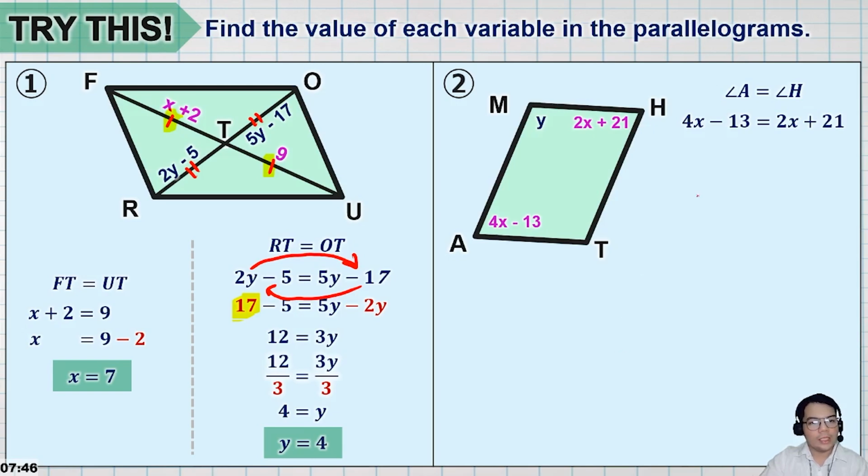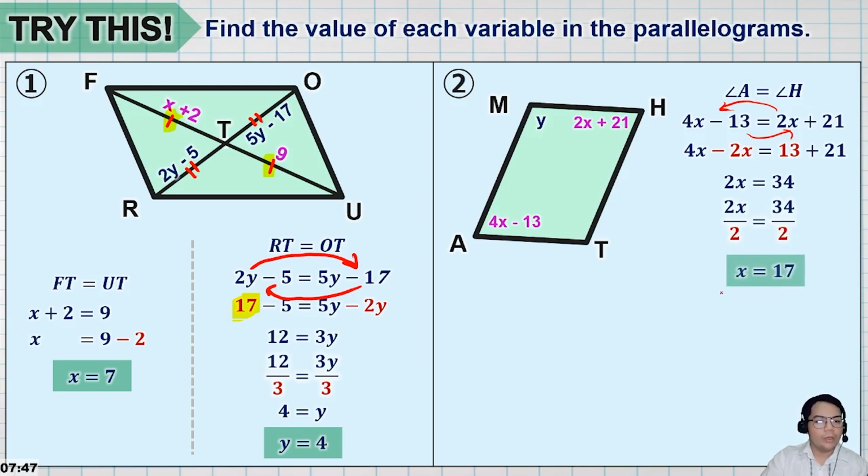So in this case, ayusin lang ulit natin, lipat natin yung 2x doon para maging minus 2x siya. Ito namang negative 13, lagay natin dyan so magiging plus 13 or positive 13. And kung mapapansin nyo, minus 2x na siya. So we have 4x minus 2x is equal to 13 plus 21. We'll be having 2x is equal to 13 plus 21, which is equal to 34. If we divide both sides by 2, we can get x is equal to 17. In that case, ayan yung magiging value ng variable x natin.